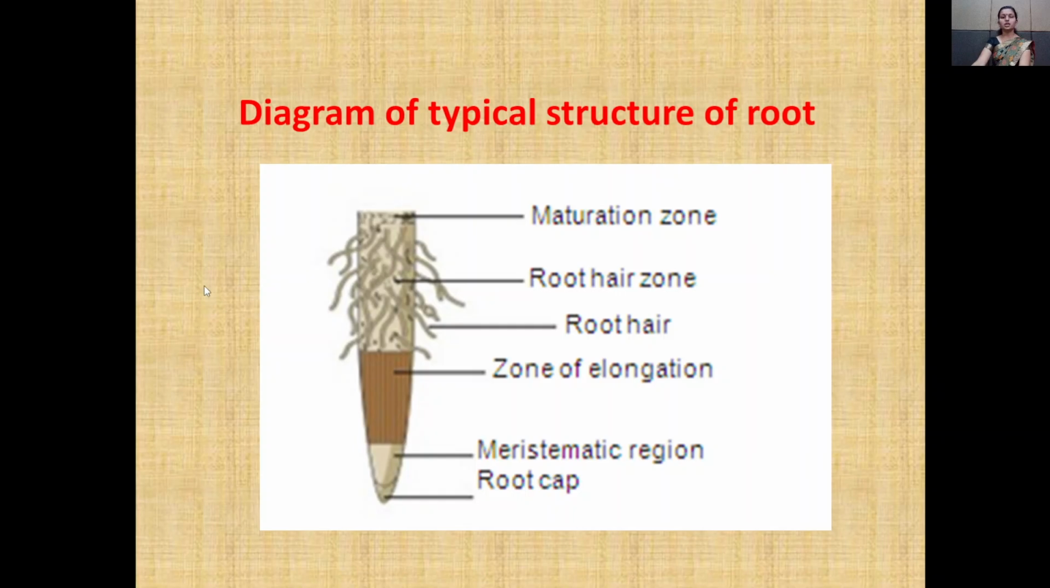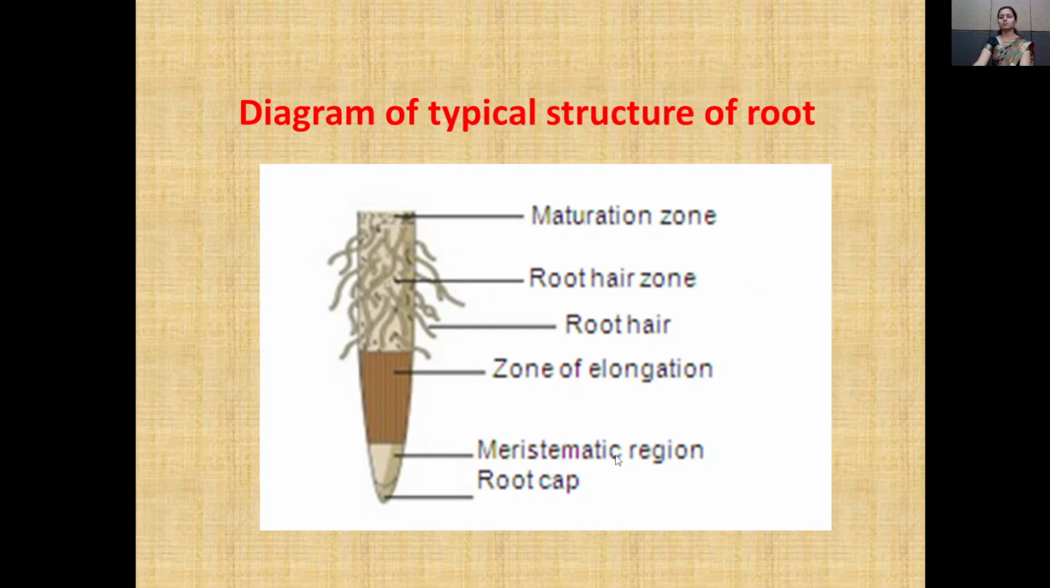This is the typical structure of a root. In this diagram, we will see the first label is the root cap, which is the first region of the root and is present at the tip or apex of the root.